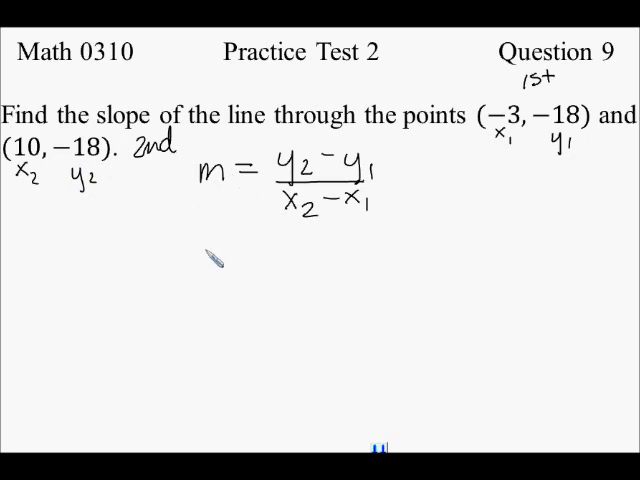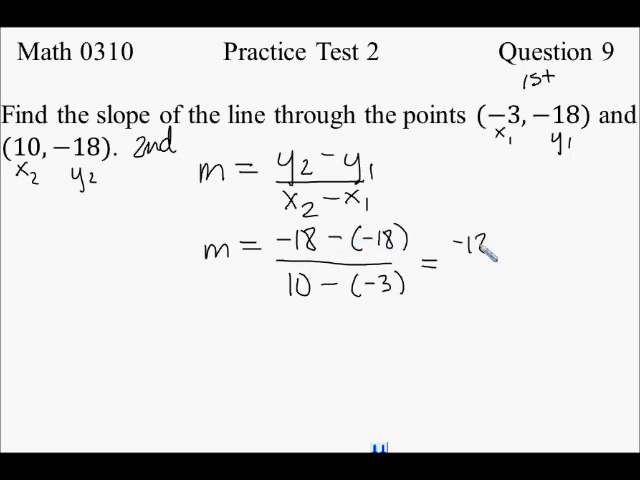And so now we can just take these values and plug in. So we have m, or slope, equals y2, which is negative 18, minus y1, which is negative 18, over x2, which is 10, minus x1, and x1 is negative 3. I'm putting these in parentheses because we have minus a negative, so we want to make sure we don't get confused. So negative 18 minus a negative 18 is like negative 18 plus 18, and 10 minus a negative 3 is like 10 plus 3. So we can simplify and see what's going on there.